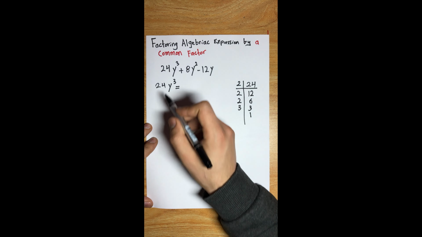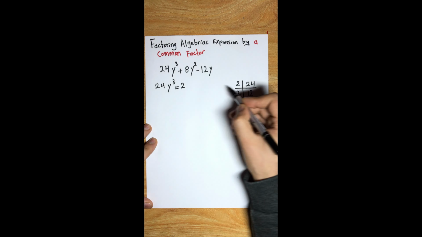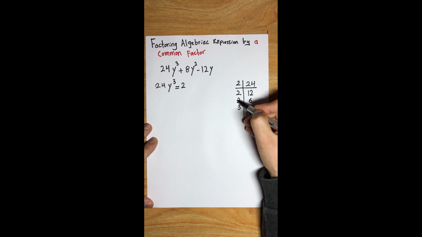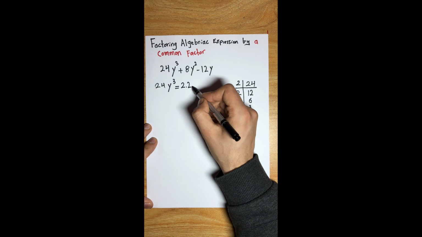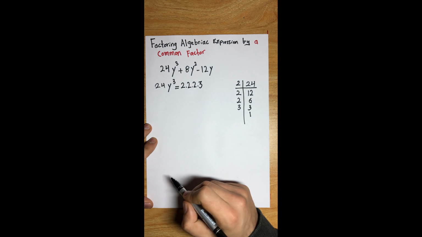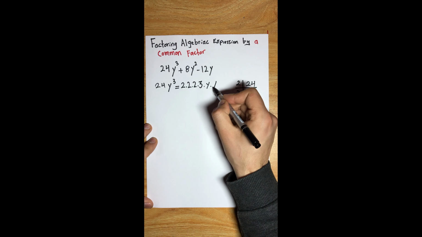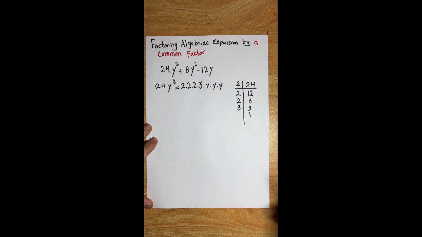Now 24y cubed is factorized to 2 times 2 times 2 times 3, and then y times y times y, 3 times.